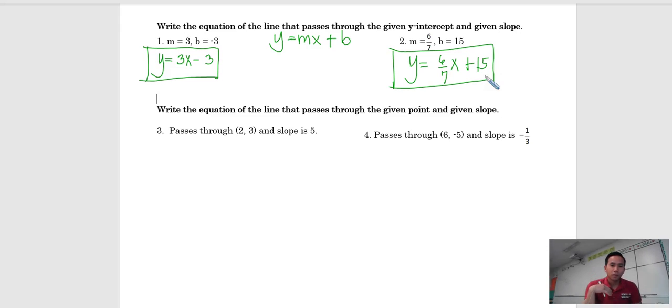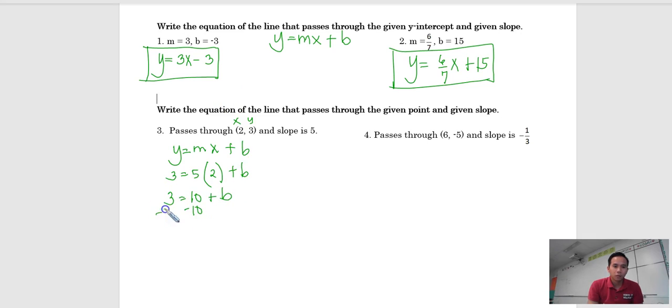Write the equation of a line that passes through the given point and the given slope. We don't have any y-intercept here, but we have the slope. So what I'm going to do is identify your x and y, and we need y is equal to mx plus b. So we need to solve for b using the point and the slope. The value of y is 3, which is equal to the slope, 5, multiplied by the value of x, which is 2, plus b. You see, we are solving for b. So we have 3 is equal to 10 plus b.